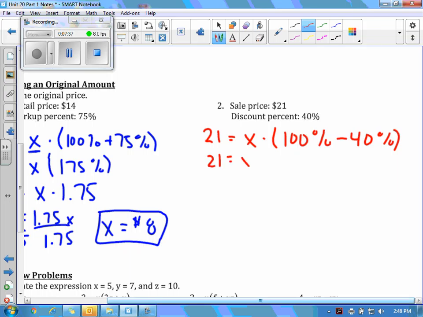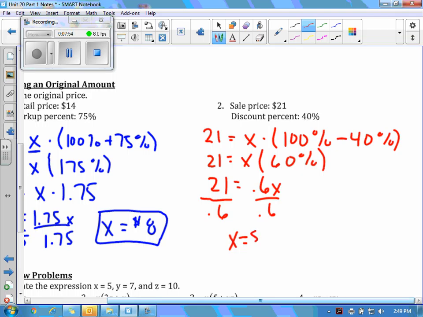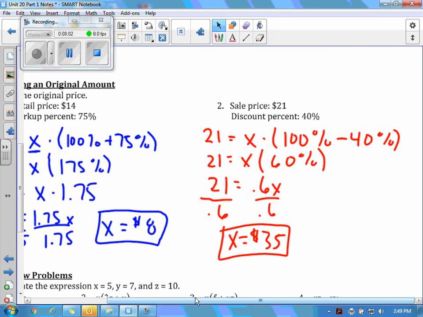So 21 equals, I do 100% minus 40%, I get 60%, which if I turn that into a decimal will be 0.6x. So now to solve for my original price, I'm going to divide both sides by 0.6, and I'll get x equals $35. Now if you think about this, it makes sense. Our sale price is $21, so our original price needs to be more than that.